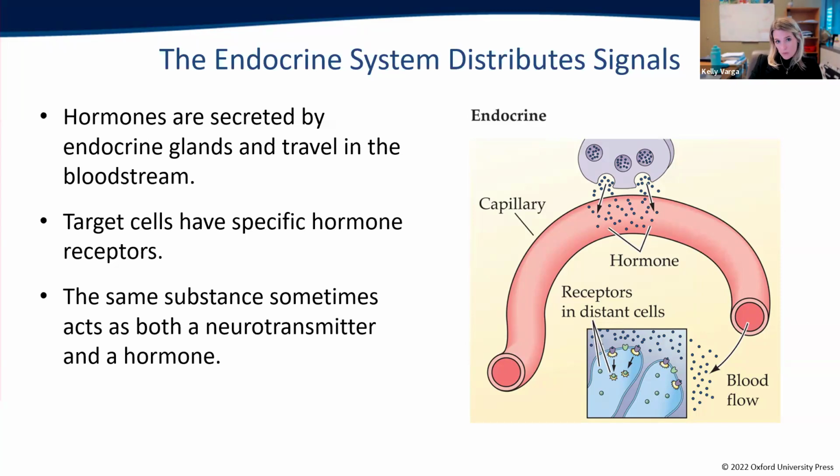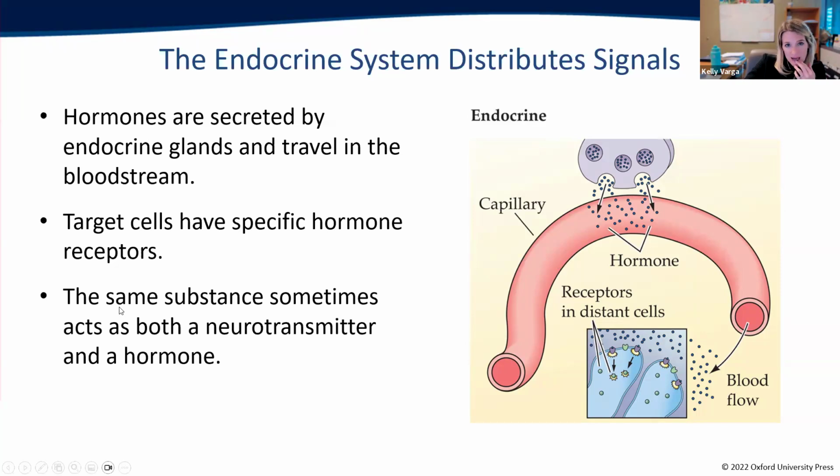The endocrine system uses hormones, and hormones are secreted by an endocrine gland. I've got a picture coming in just a second. That hormone then travels in the bloodstream to get to its downstream target, right? I still must have the same concept. If I'm making a neurotransmitter and it's being released, it must be received somewhere. So my target cell must have a specific receptor for my cues to lock into.